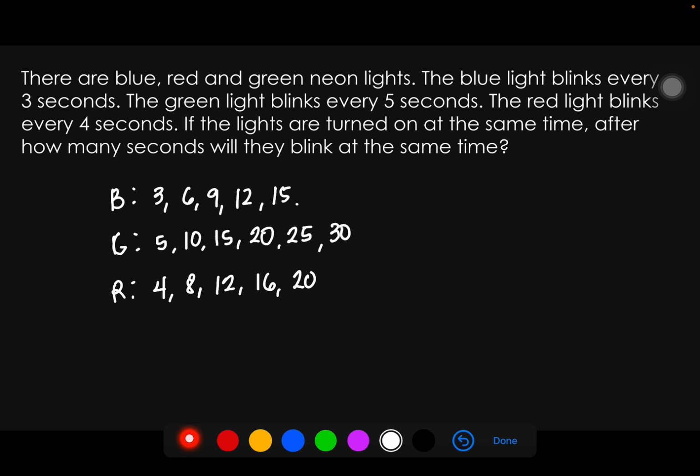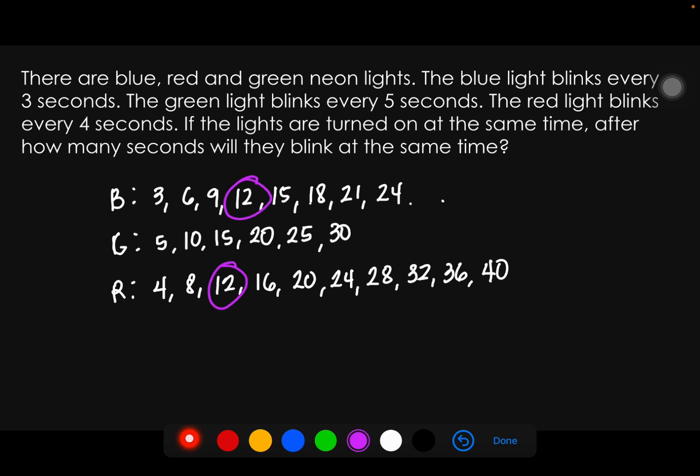Alright, so far there's no common yet, so we will keep on listing. So 20, 24, 28, 32, 36, and then 40. Still no same values yet. So we continue. We have 3, 6, 9, 12, 15, 18. We have 21, 24, and so on. Okay. So still no same values for all, although I can see here that there's already a common value for blue and red, which is 12.